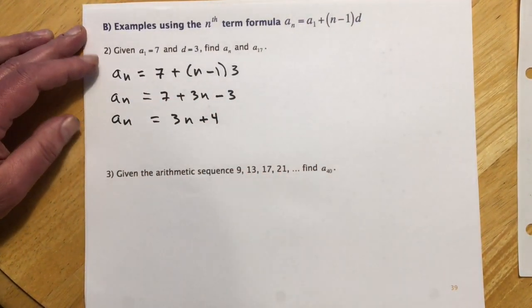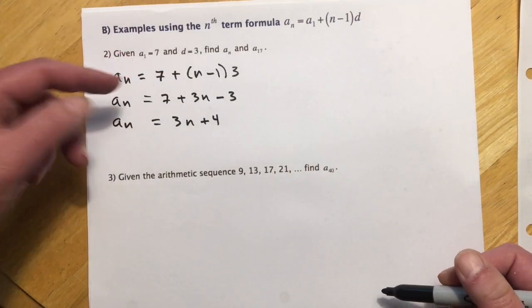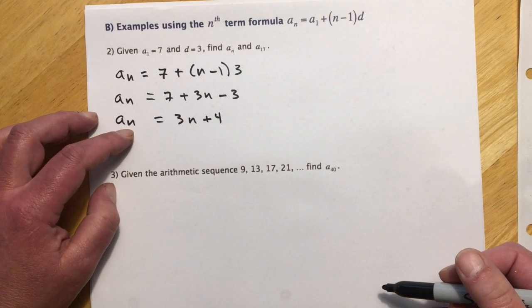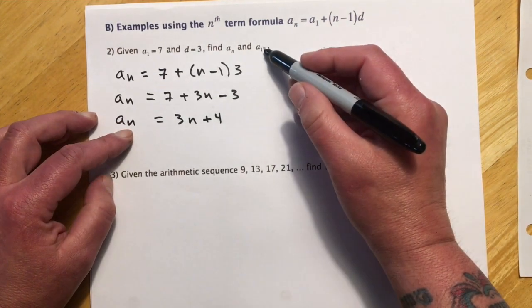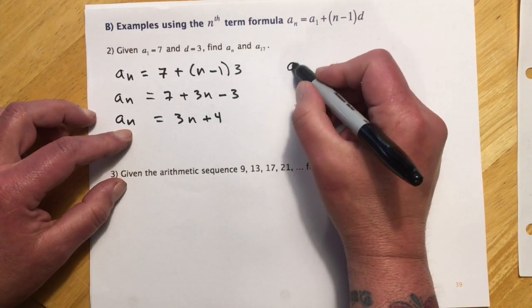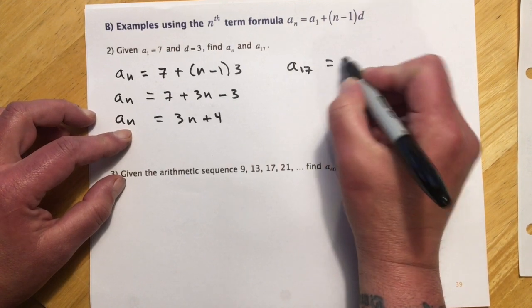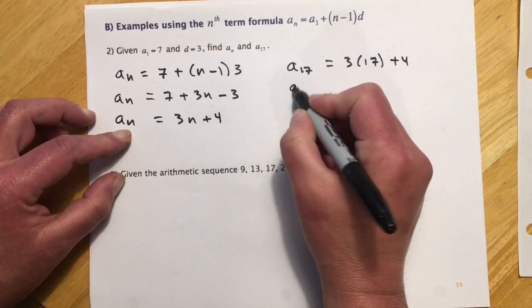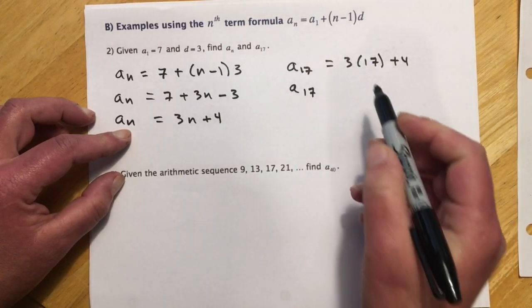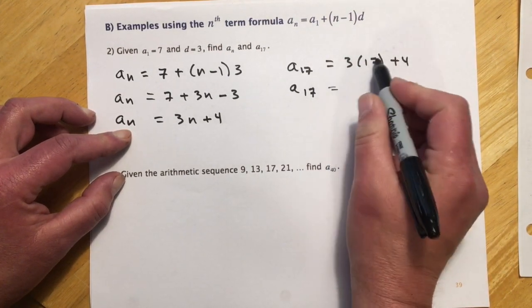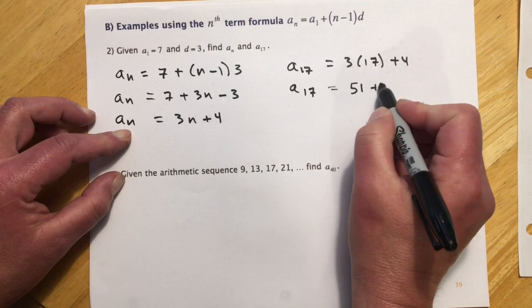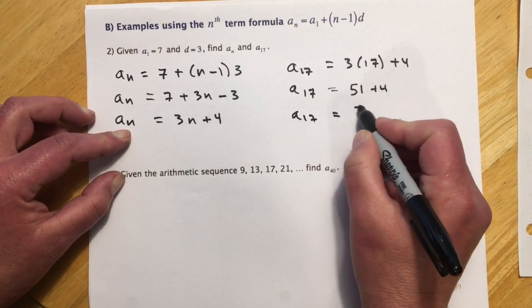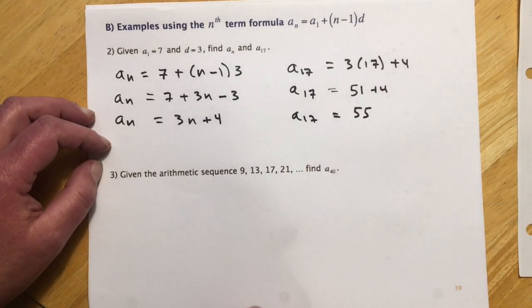So this is a formula we can use to find any term in this sequence. I can do that by just picking whatever n I'm interested in, in this case 17, plugging 17 into the formula, and then calculating. And if we throw that in the calculator, that's 51 plus 4, so the 17th term is 55.